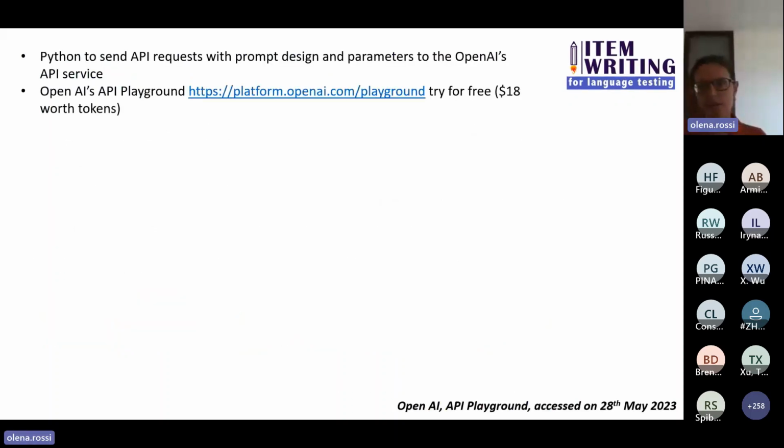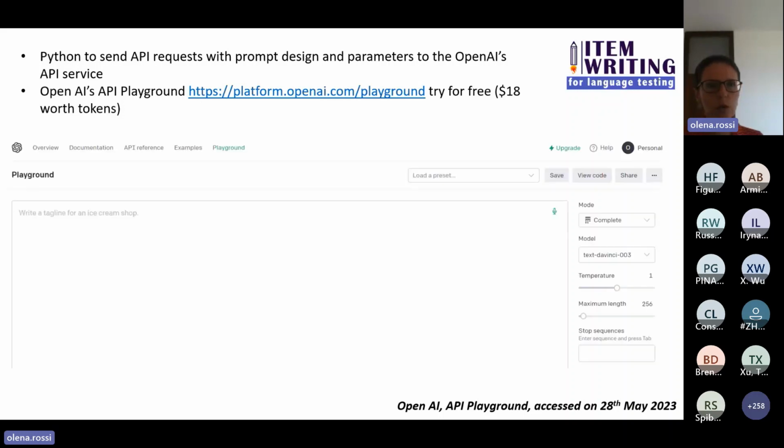To generate passages, Bezirhan and von Davier used Python to send API requests to the OpenAI's API service. As different from ChatGPT, where one just enters a query and hopes for the best, API enables users to fine-tune the output by defining various parameters. OpenAI's API has a so-called playground, you can see it on the screen now, which anyone can use for free after registering. It gives a user $18 worth of tokens to generate text. This is the playground's interface.